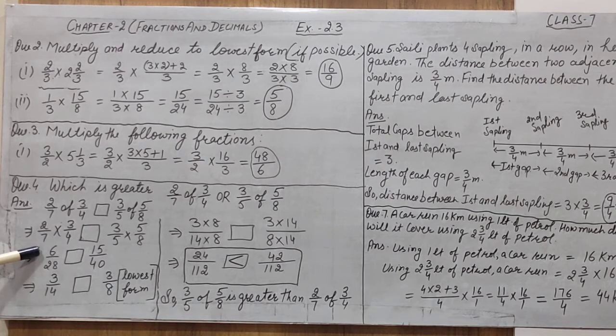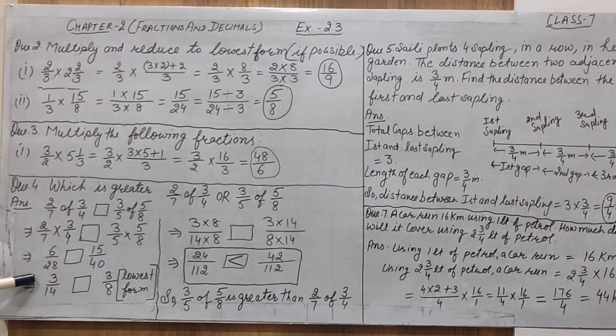Now divide the numerator and denominator by 2. We get the result 3 by 14. Now 3 and 14 cannot be divided by the same number, so this is the lowest form of 6 by 28.